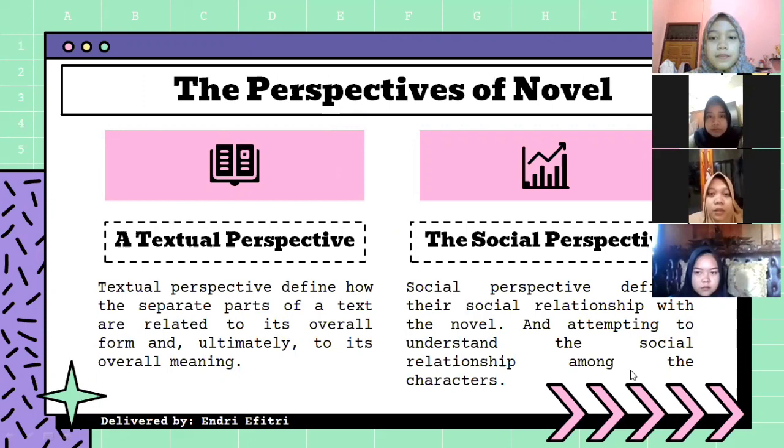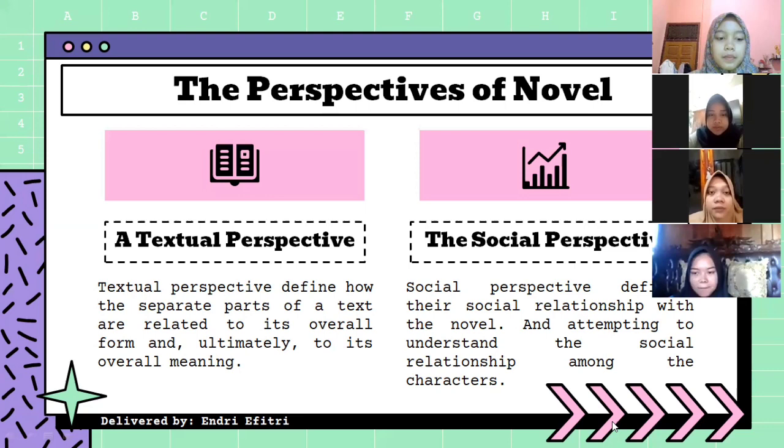Okay, thank you, moderator. I will explain the material about the perspectives of the novel. Perspective is how a story is presented to readers. A character's background shapes the lens through which they see the world, which influences how they view and recount events in a story. There are four perspectives in novel.